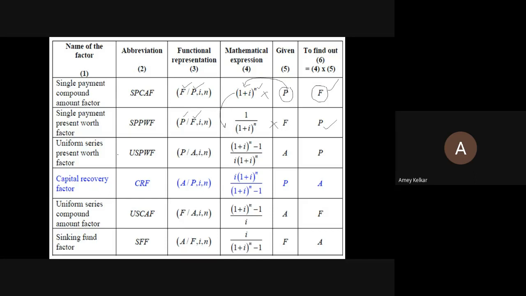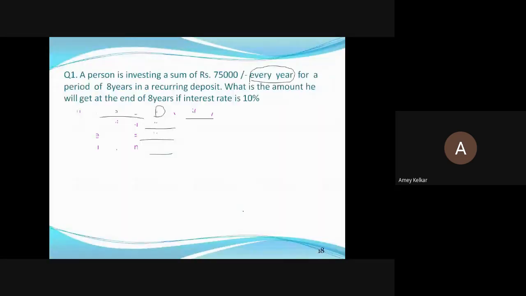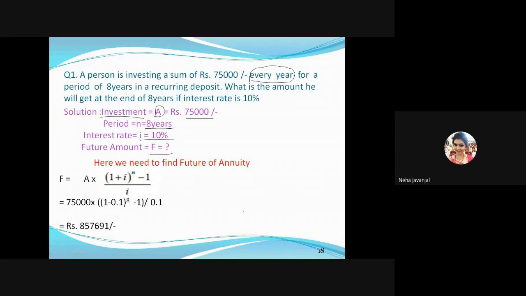Okay, annuity is given. If it was a lump sum amount, we would use the present first. But as here annuity is given, and we want to find which value? Future value. We have to use which factor? USCAF. So we multiply with A, and it is 75,000. So I will be how much here? I is 10%, sir. Right, so I is 10%.